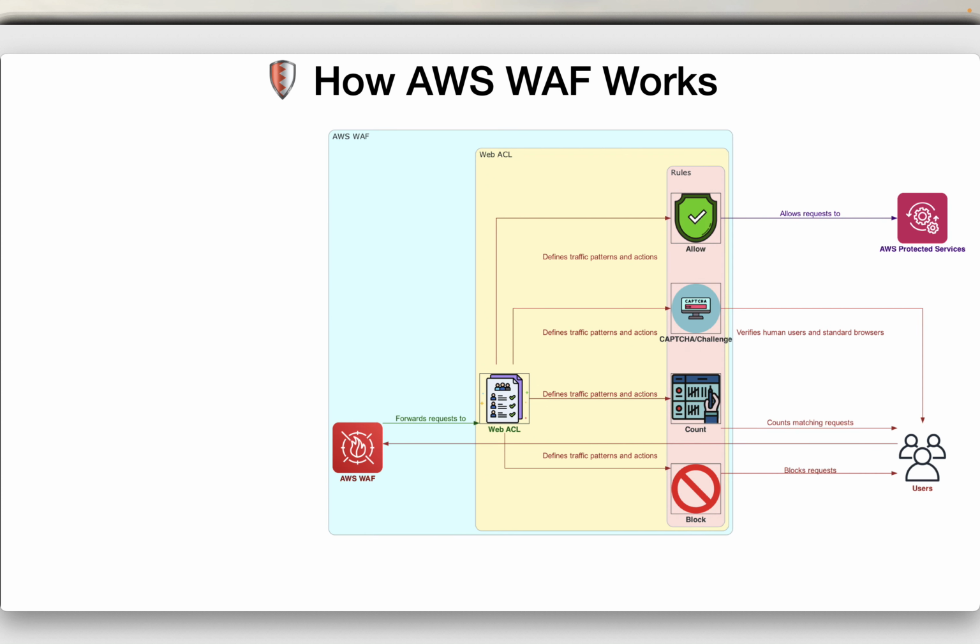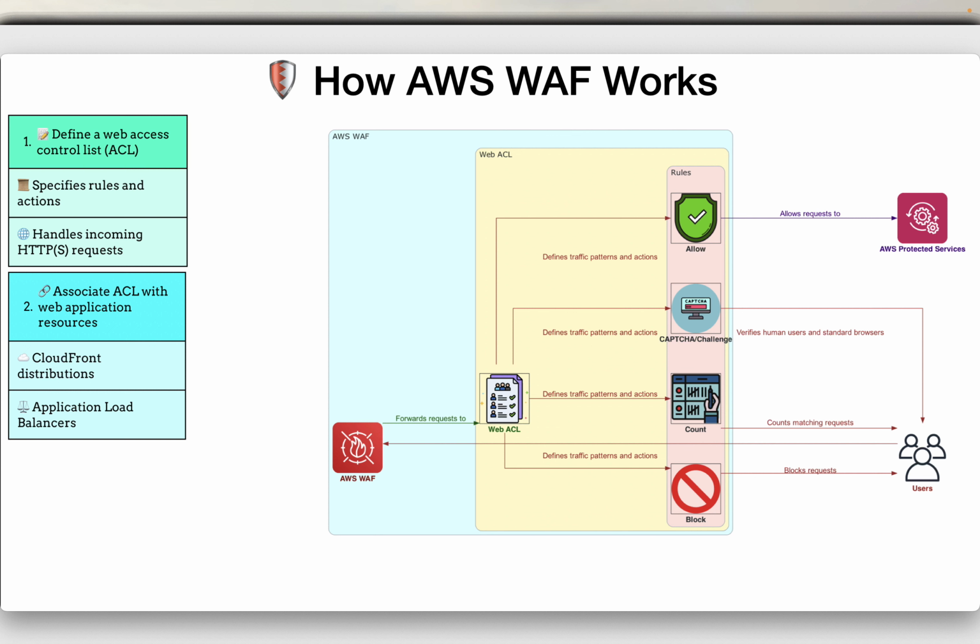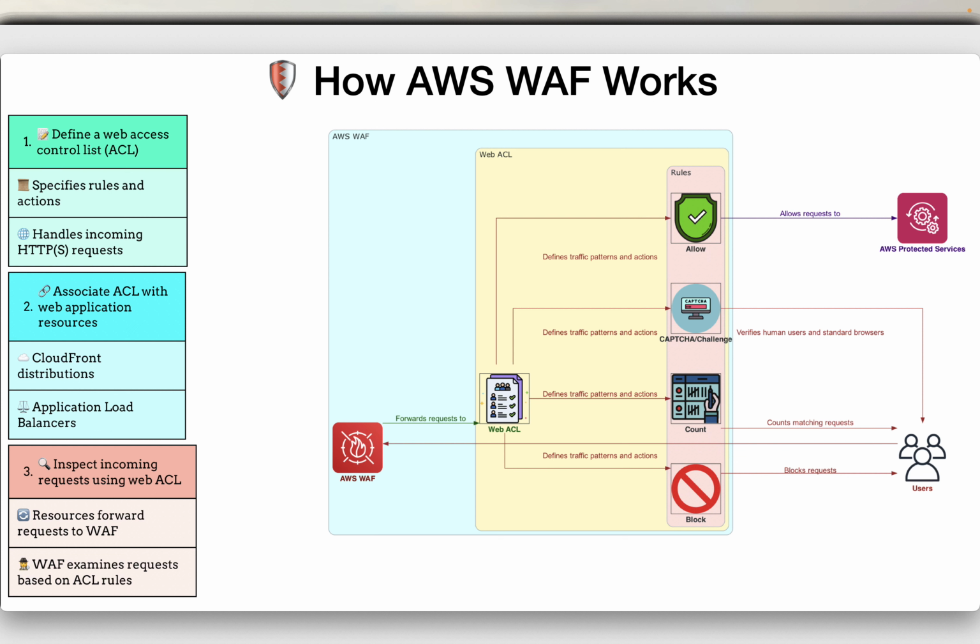So how does AWS WAF work? To use AWS WAF, you start by defining a Web Access Control List, ACL, that specifies the rules and actions for handling incoming HTTPS requests. Once you have defined the Web ACL, you associate it with one or more web application resources that you want to protect, such as Amazon CloudFront distributions or application load balancers. The associated resources forward incoming requests to AWS WAF for inspection by the Web ACL. AWS WAF examines the request based on the rules defined in the ACL.